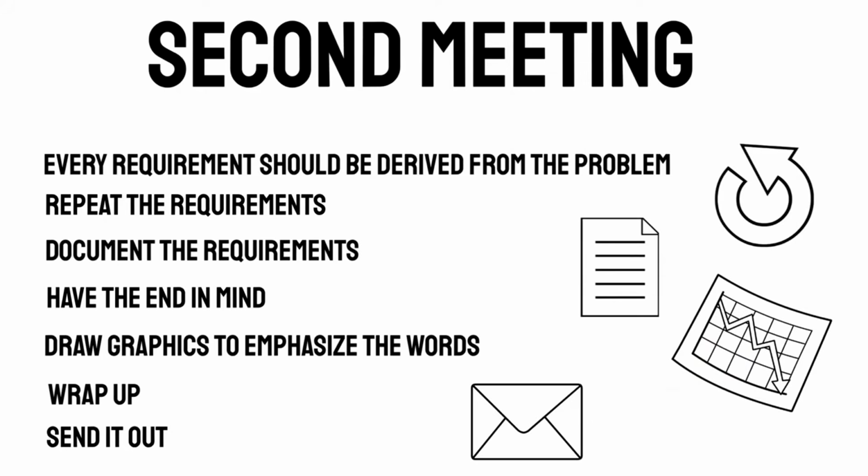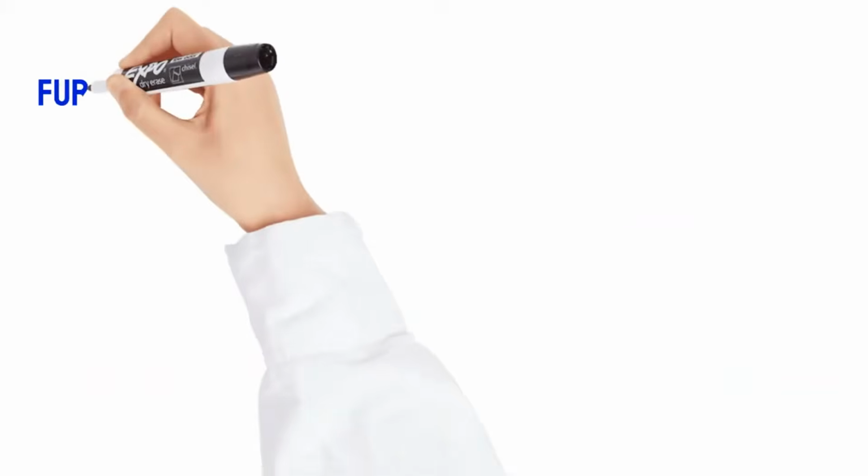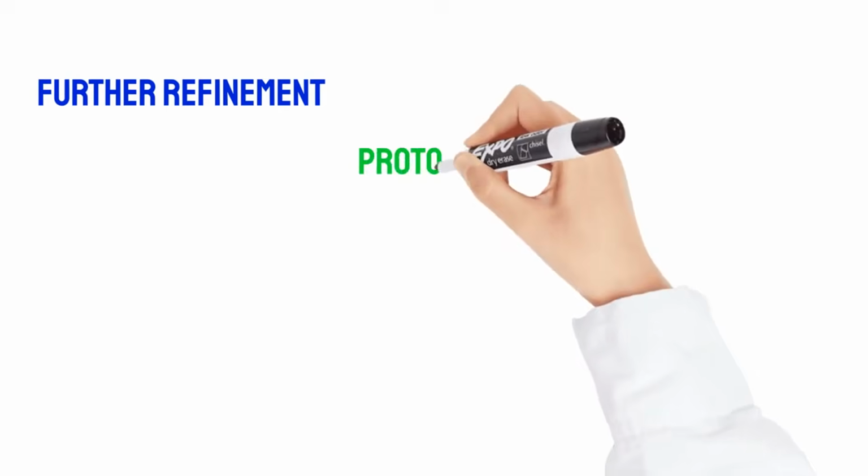Alright, after this second meeting, there's something more going on. What we need to do now is further refinement and also prototyping. What do I mean by saying this? Basically, now you have an initial set of requirements. But of course, requirements are not something you all have from the first day and are ready to go. You have to refine them more.